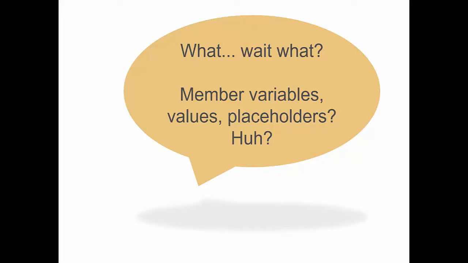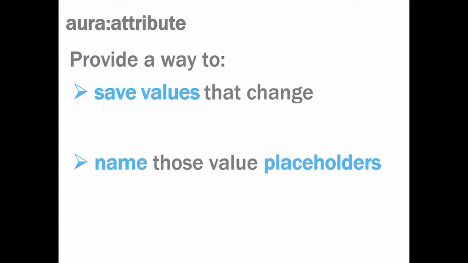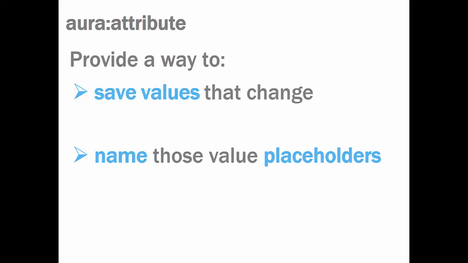What I'm trying to do is set this presentation up for beginners, so I've got to start off with the basics. So let me give you an example. The Aura attribute provides a way to save values that change. Okay, that's cool. And name those value placeholders. So there's two things that it enables us to do, right? Save values and name the value placeholders. That's it, really. It's just a tag that enables us to do these things.